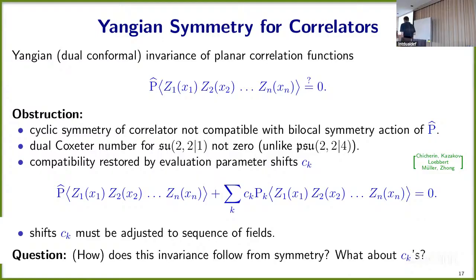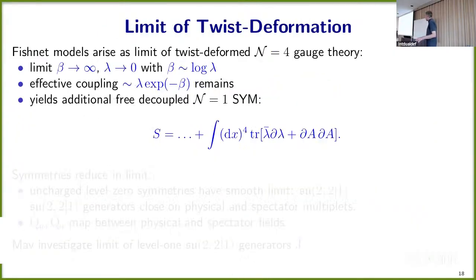The question, or a question that we had, of course, was how does this invariance follow from the symmetry? Or can you make it follow from the symmetry of the action? And then what about these coefficients C_k? How does one incorporate those?